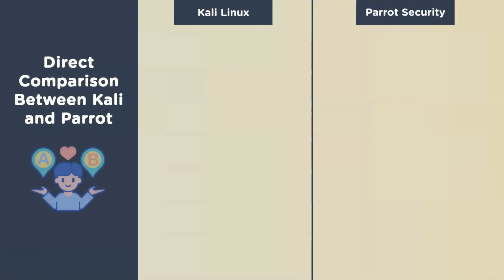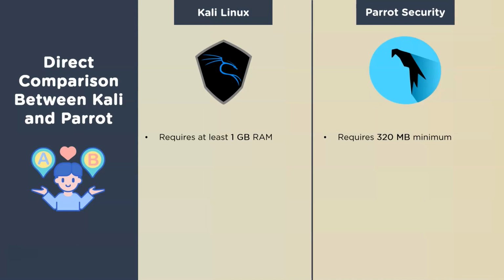For our first point of comparison, let's take a look at the RAM required. For optimum performance of the operating system, which is highly essential when trying to crack hashes or something of similar nature, RAM usage is a very important facet. While Kali Linux demands at least 1 GB of RAM, Parrot Security can operate optimally with a minimum of 320 MB of RAM.